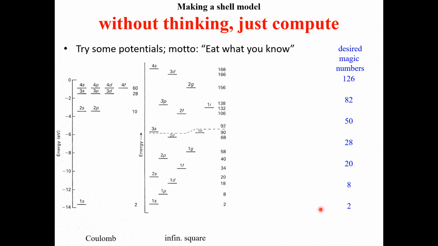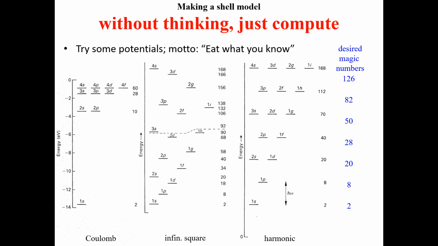So you know that here we get some of the magic number values, that's 2, 8, and 20. Along with that, these are the numbers which can somehow match the desired magic number. But if we go beyond, you can see that all these numbers deviate from the desired magic number. So what happened when we move to harmonic oscillators?